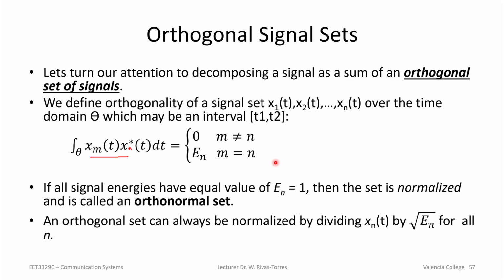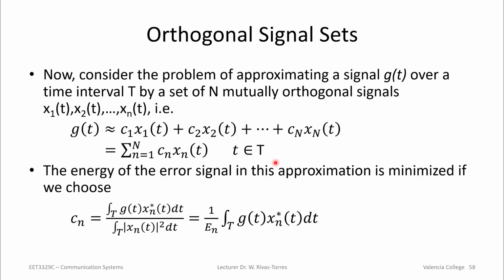You can always normalize it, right? By dividing whatever x of n you have by the energy. And if you normalize them all, then you get an orthonormal set. Okay, now getting back to approximating our signal g of t, in an interval capital T by n mutually orthogonal signals, or an orthogonal set.